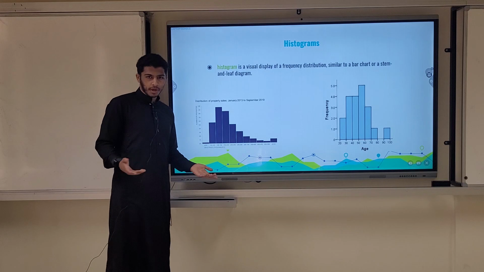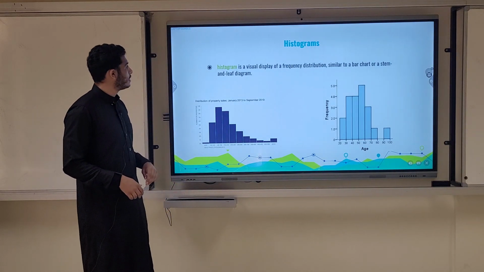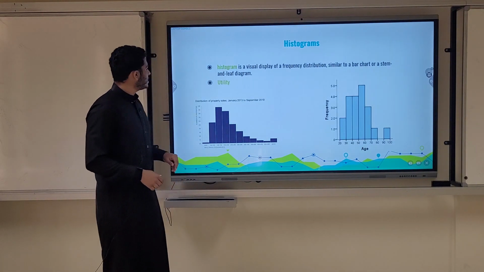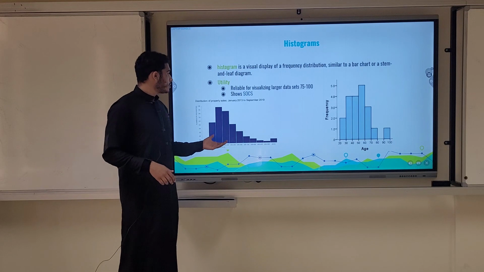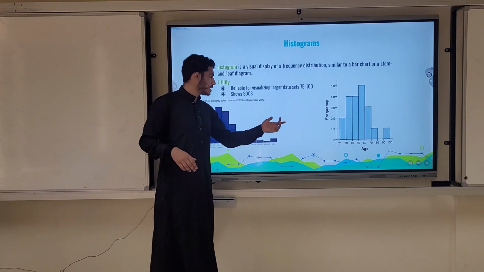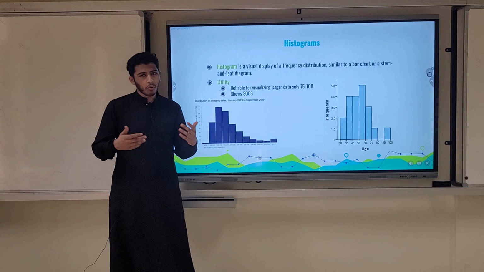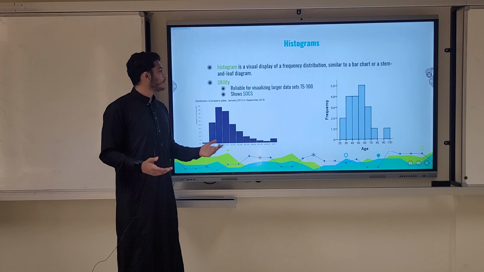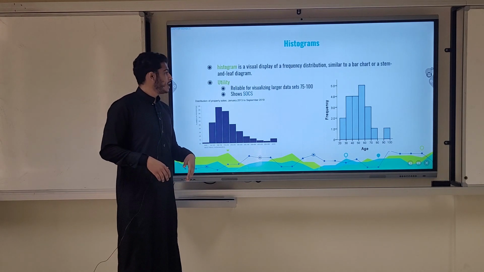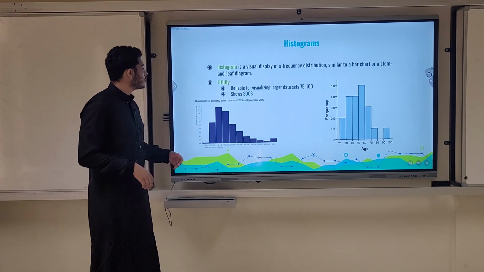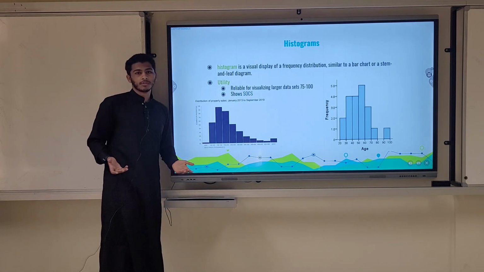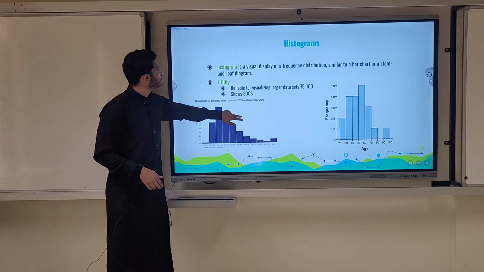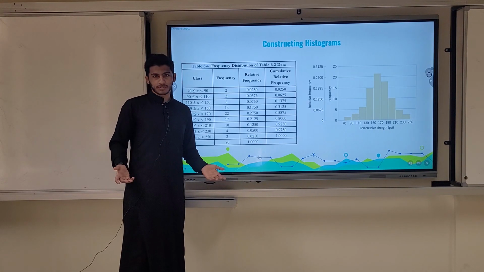Of course, we've seen a couple since we started the lecture. What are they useful for actually? Well, their utility is, first of all, they're reliable in visualizing larger data sets, between 75 and 100. You can go more, you can go a little bit less, but generally speaking, this number of data points, this sample size or population size, is suitable for histograms. Also, it shows the SOCS, the acronym we had, that stands for shape, outliers, and center and spread. Now, let's see how we can construct a histogram.